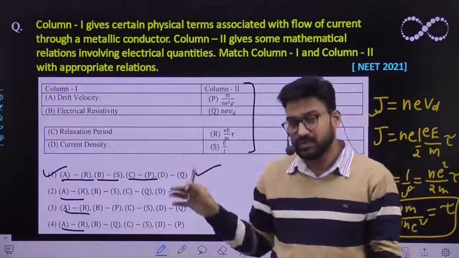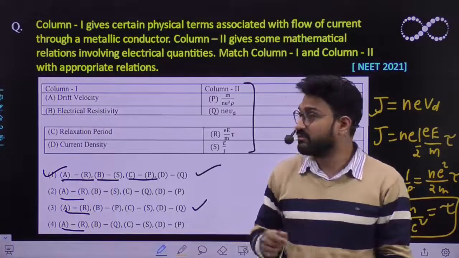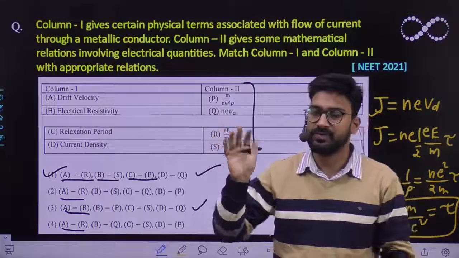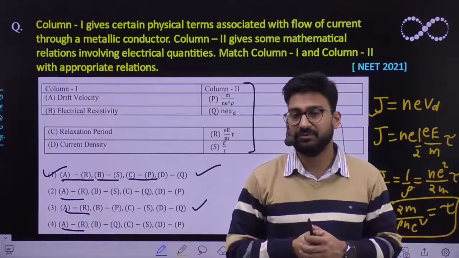For all these things, you must remember the formulas in order to get to the final conclusion. Rest everything is clear to you. I hope this question is clear to you.